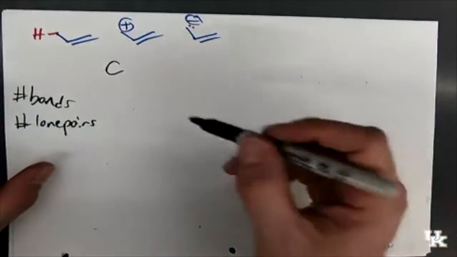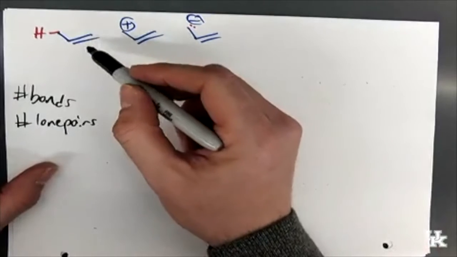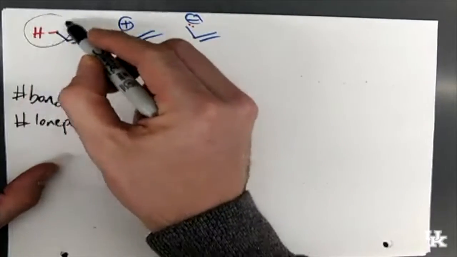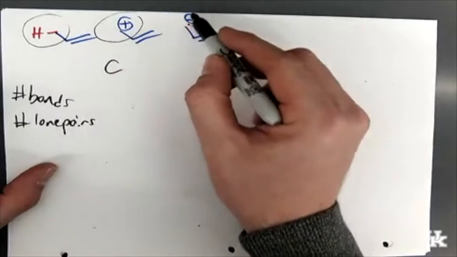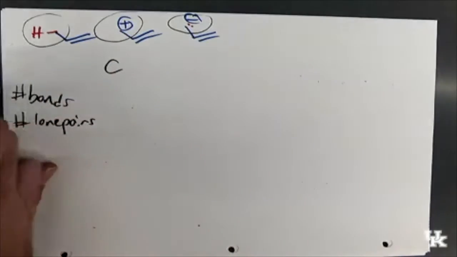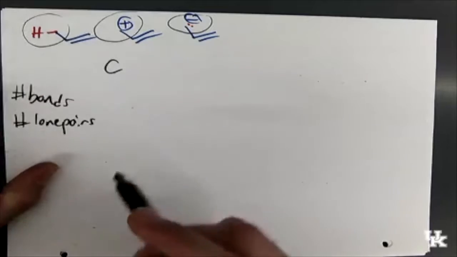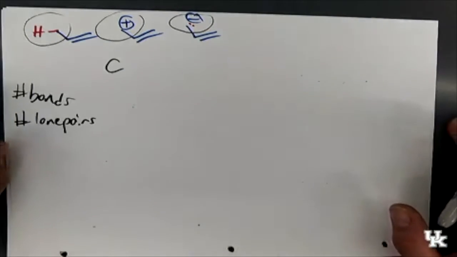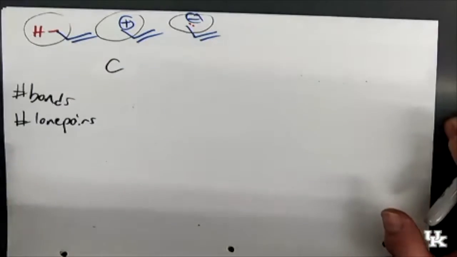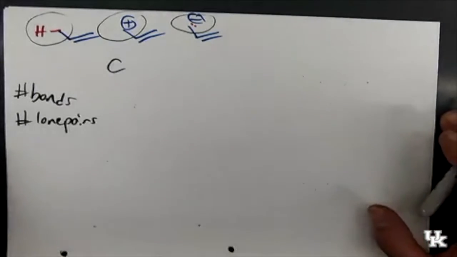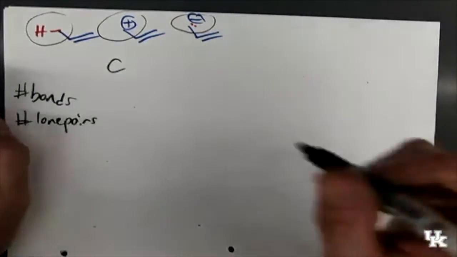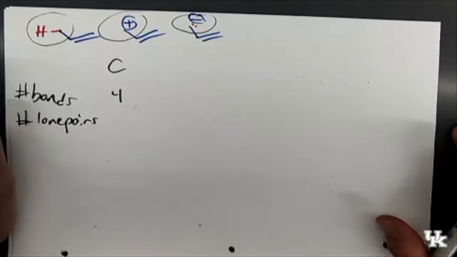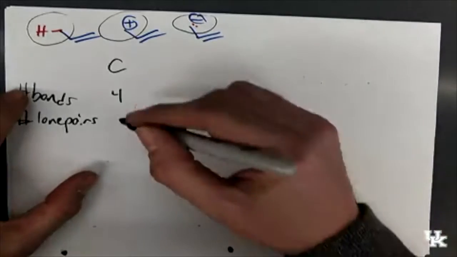So let's start up here at the top. The leftmost carbon is the one we're going to be talking about here. The leftmost carbon in the top has how many bonds to it? Four bonds. Everybody sees four bonds to that carbon? How many lone pairs does it have? It has 0. Good, yes.